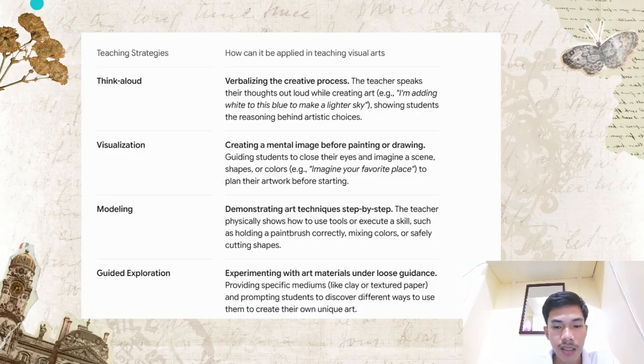Then next is guided exploration. Whereas in modeling the teacher performs while the learner observes, in guided exploration it is the opposite. The learner performs while the teacher gives guidance.